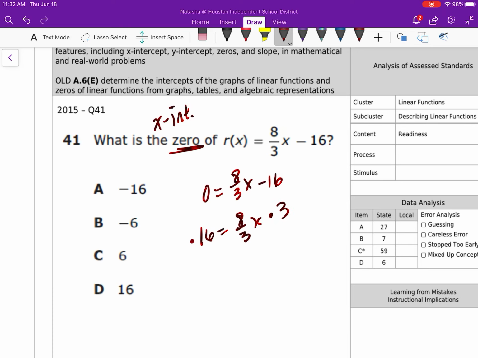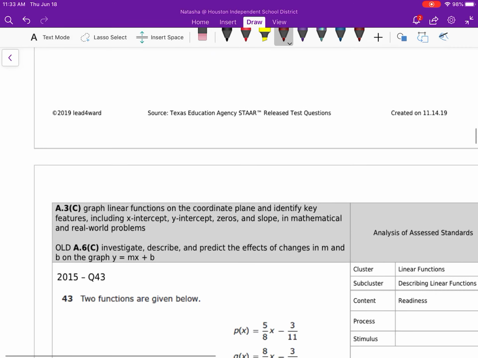We're going to multiply by 3. Multiply by 3. That cancels. 3 times 16 is going to give me 48 is equal to 8x. 48 divided by 8 is going to give me 6. X is equal to 6, which is my answer choice, C.